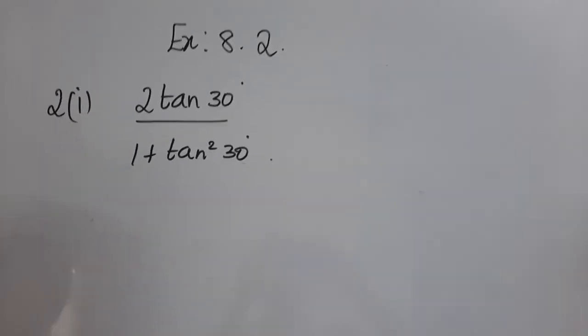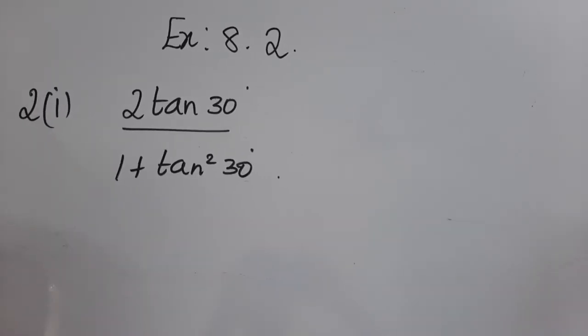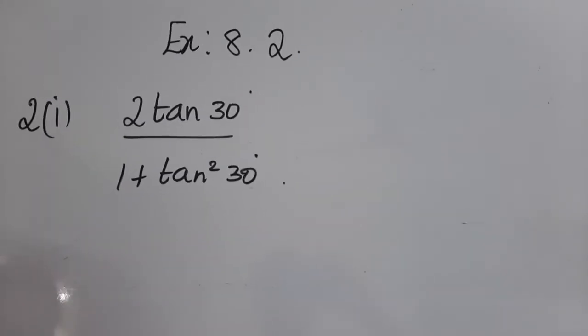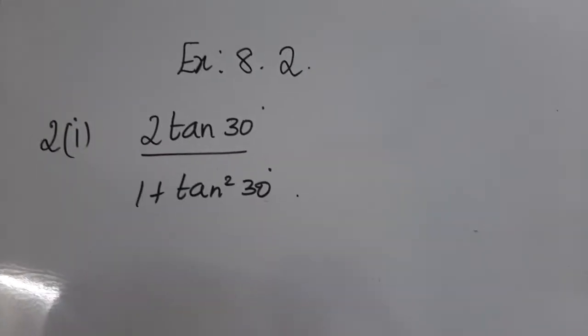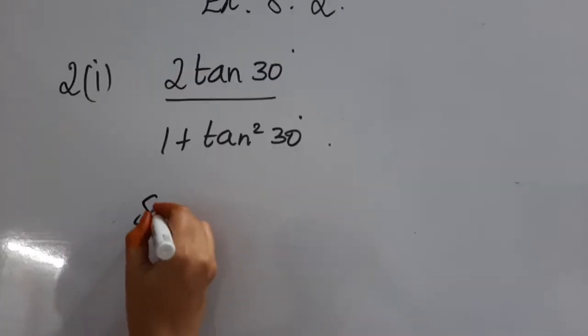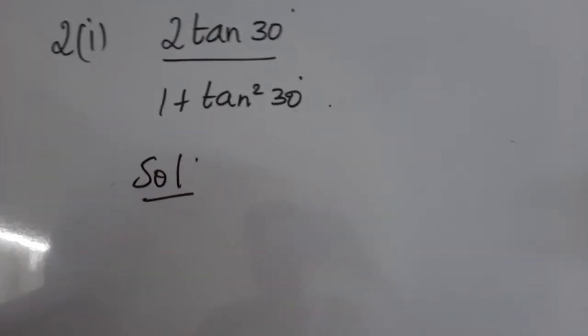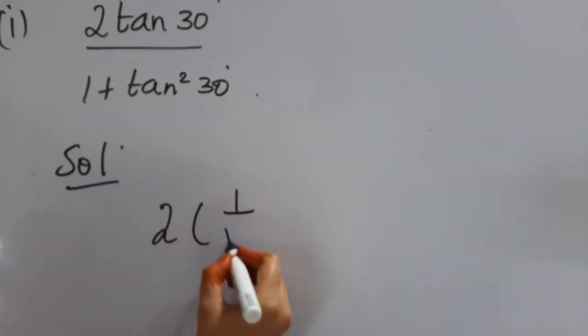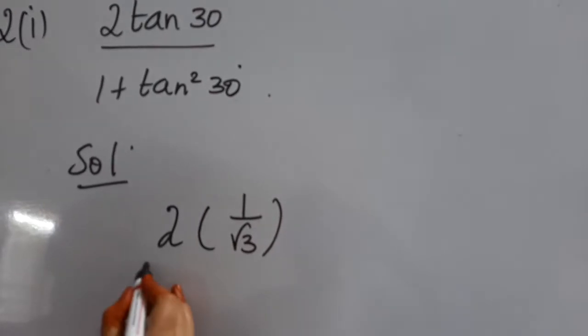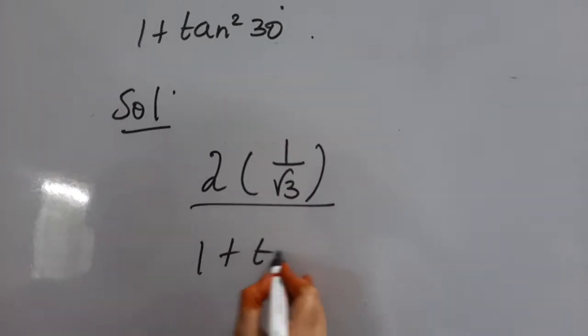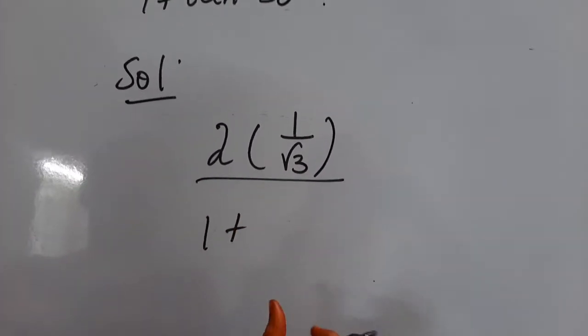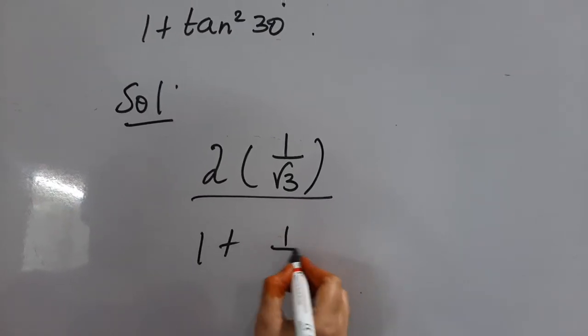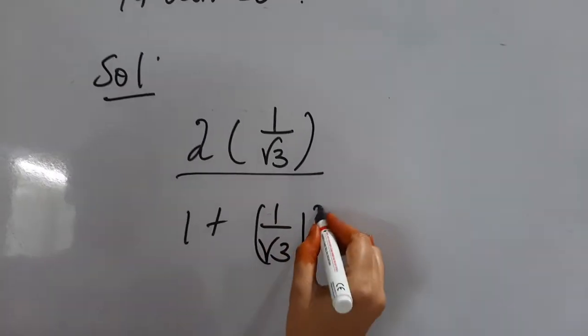Now in exercise 8.2 I am going to solve question number 2. What is given in the question? Tan 30 is given. Let us substitute the value for tan 30. What is the value of tan 30? Check your table and tell me. 2 tan 30 is 2 into 1 by root 3, divided by 1 plus tan square 30, which is 1 by root 3 the whole square.